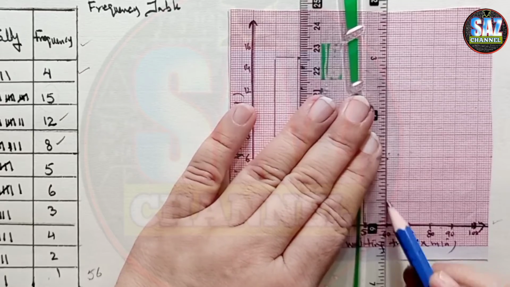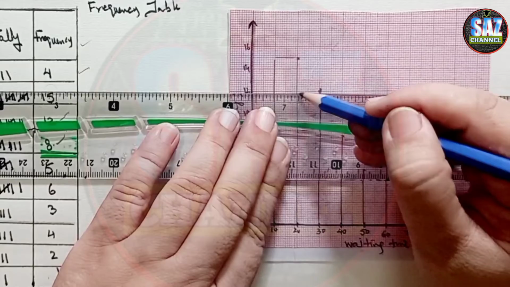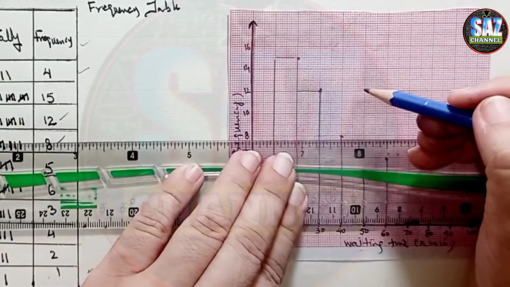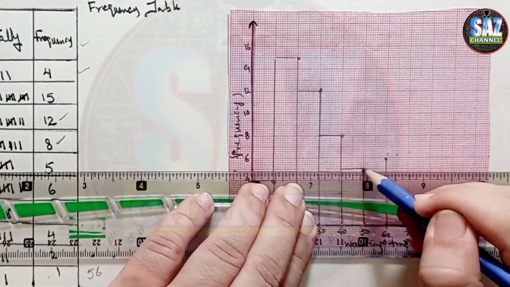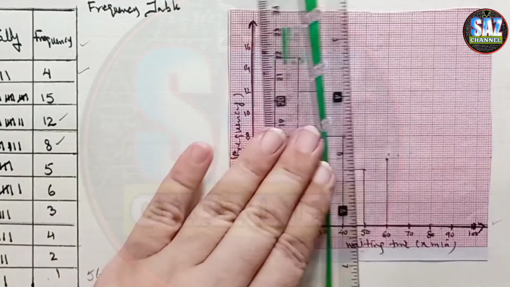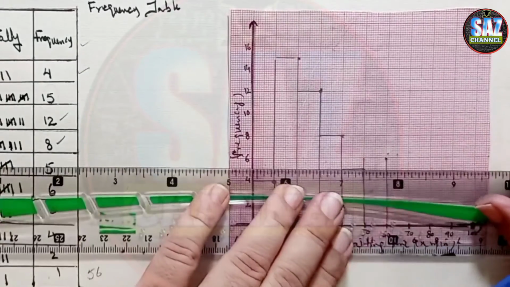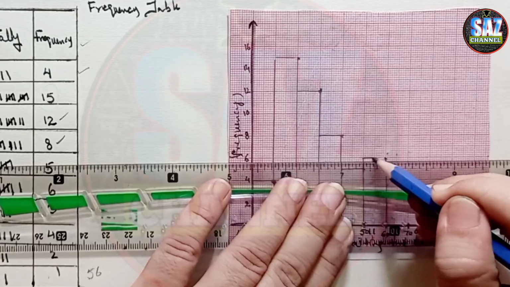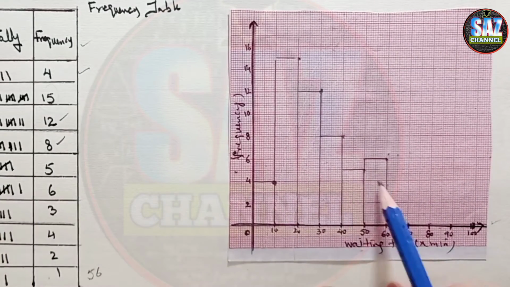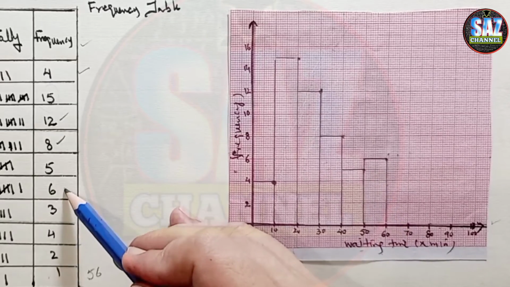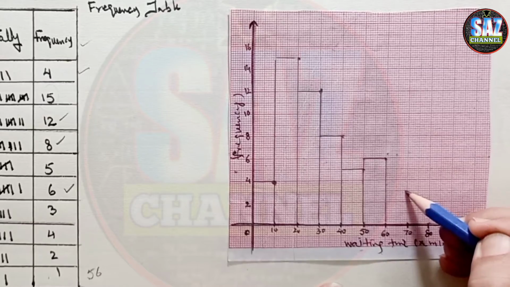I'm feeling that my students are not getting a clear idea, so let me complete these rectangles, because all efforts are to facilitate my students in the crucial period of COVID-19. So I have to give the clear idea. 50 to 60, this is 6. 60 to 70, this is 3.